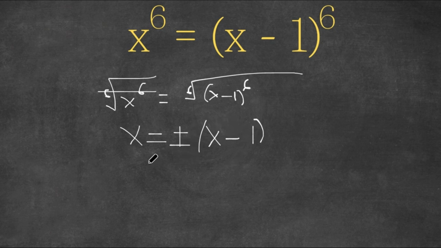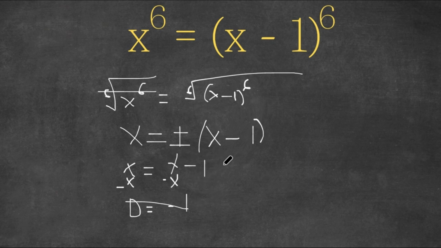Let's first try the positive. So we're going to do x equals x minus 1. And now if we subtract x on both sides for this, we get 0 equals negative 1. And this is actually a false equation, meaning this wouldn't work. X can't equal x minus 1. So we can't use the positive version.